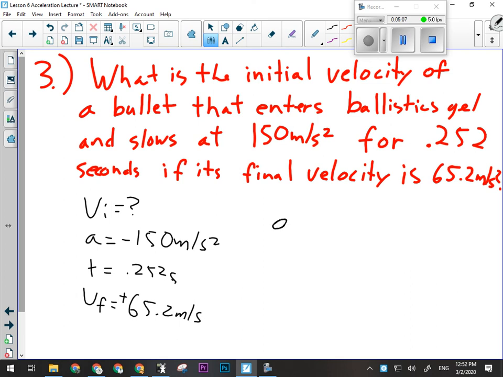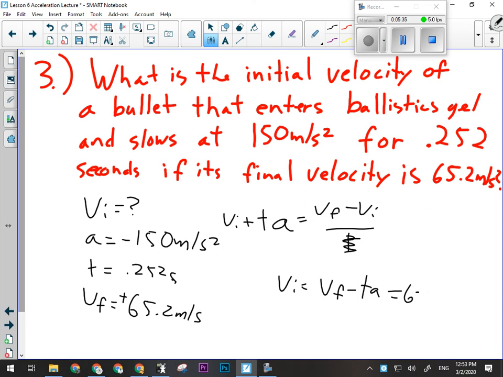And I would say that to do this one, we will use our change in velocity over change in time formula, right? Looking for VI. So what I would do is multiply both sides by t, then I would add VI to both sides so that I'm not solving for a negative number. Then I'm going to subtract t times a back over. Okay, so VI will equal my final velocity minus the change in velocity, that's t times a. Okay, so when I plug my numbers in, that's going to be 65.2 minus 0.252 times negative 150.